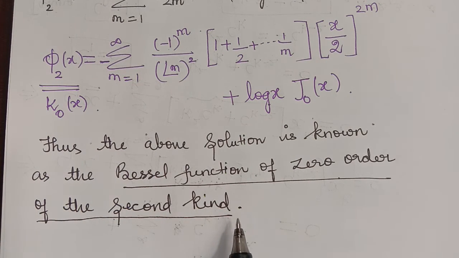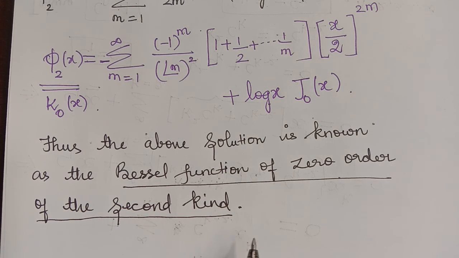So with this video we complete the total solutions of Bessel function when alpha is equal to 0. We found phi 1 in our previous lecture, and in this lecture we have found phi 2. Combining these two solutions, we get the complete solution of the Bessel equation. Hope you have understood both the lectures. Thank you.